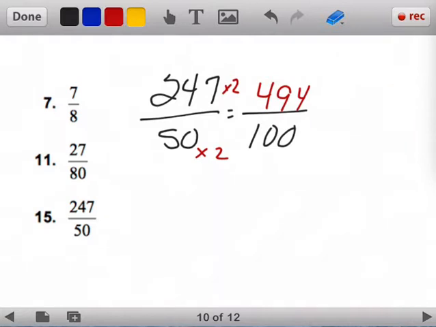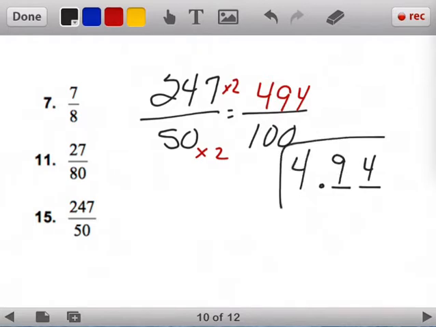Okay? And then my decimal point, tenths, hundredths, that's where my decimal is going to end. So just write your numerator starting in this point and work backwards. 4, 9, and then on the other side of the decimal point, 4. 4 and 94 hundredths is the same as 247 fiftieths. Okay, so there's the first three, and now I'm going to move on to the word problems.